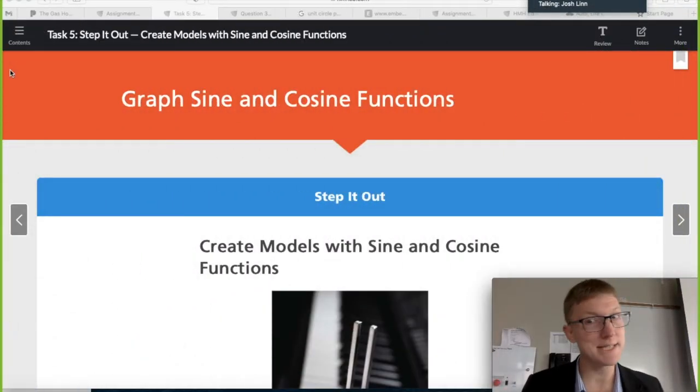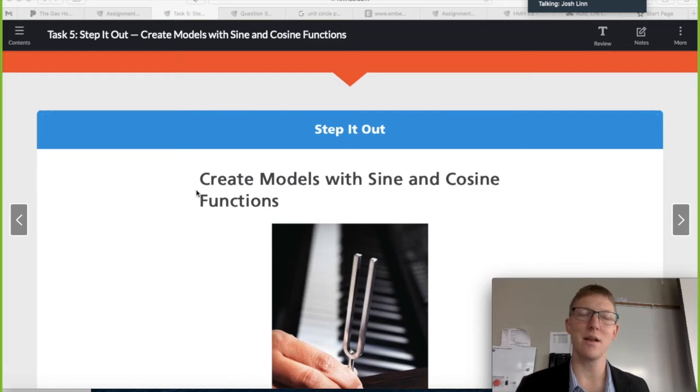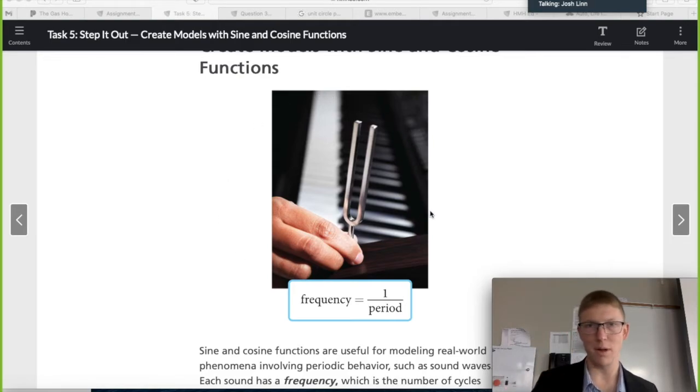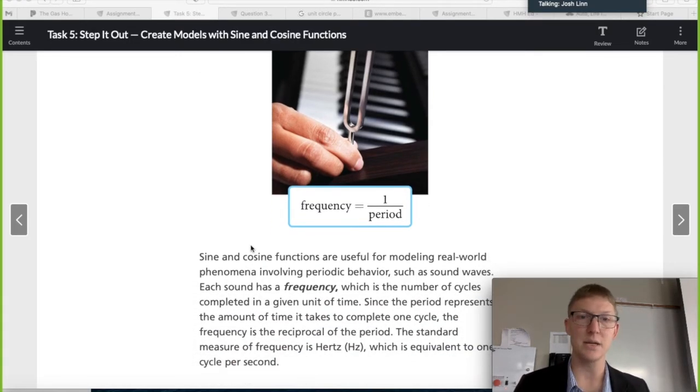Now, at least, let's do a real-world example: create models with sine and cosine functions. They're using a tuning fork as an example. A tuning fork is a little metal gadget. You tap it, and it vibrates at a certain frequency, and it gives you a certain pitch. Musicians can then tune their instruments to a given pitch, and they can all be in tune, and they sound much better that way. So sine and cosine functions are useful for modeling sound.